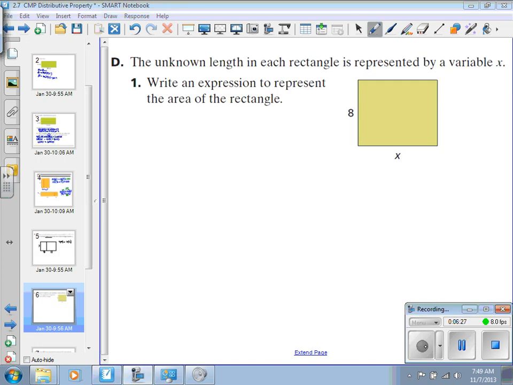Okay, for this one, we have an unknown length in the side. We need to write an expression to represent the area of this rectangle. This one I kind of like because it's fairly simple because we find the area of a rectangle by just multiplying the two sides together. So it is 8x. That's it.